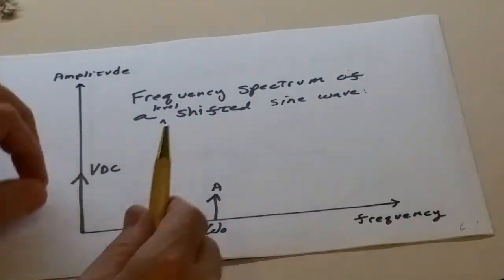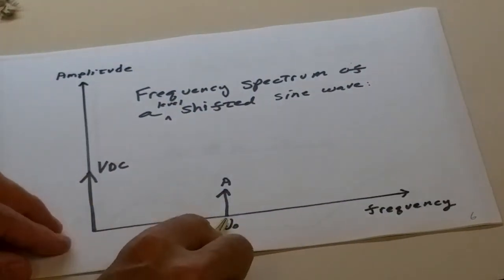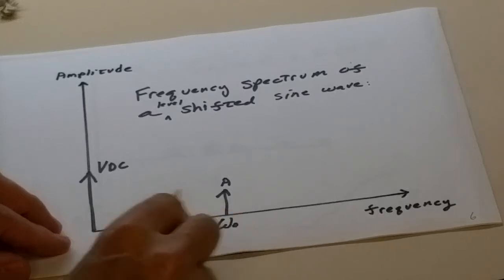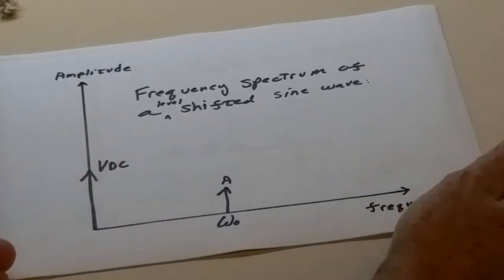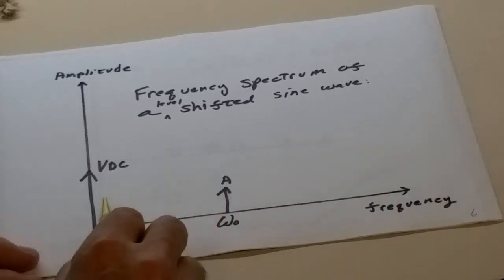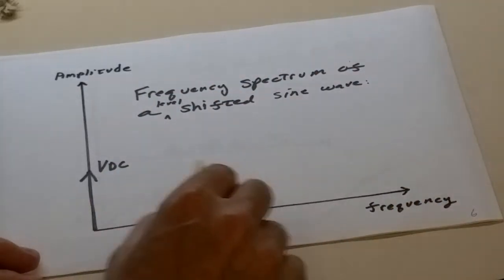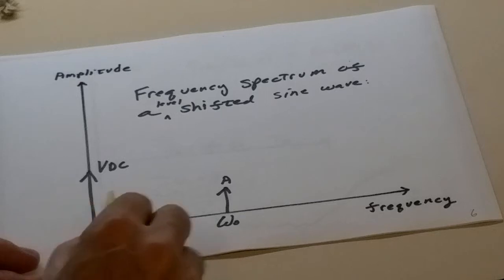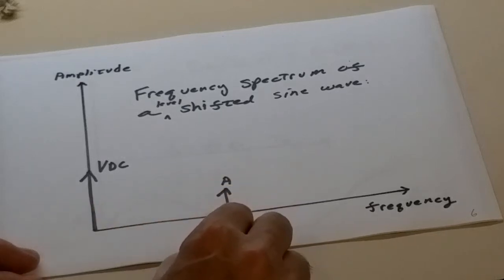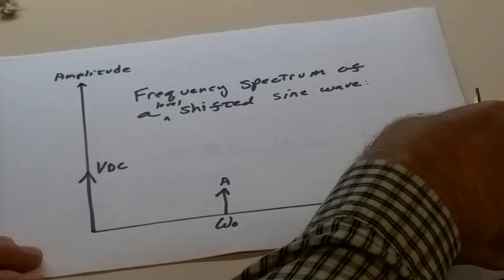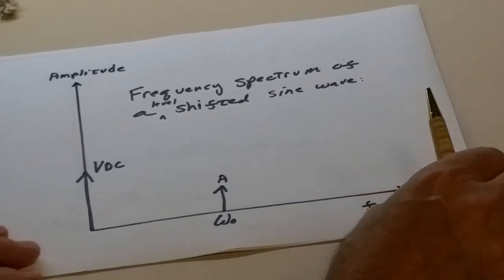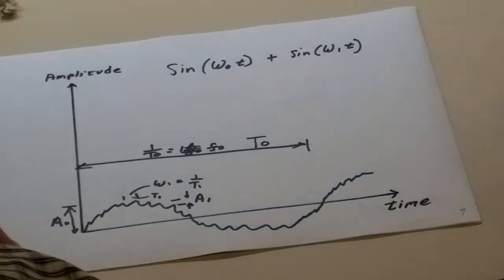And the answer is it has two frequency components. The sine wave, just like it was at omega naught with an amplitude A, and the DC component that was added to it. So if I look at this in the frequency domain, I see a level shifted sine wave is represented by the DC component plus the fundamental component of the sine wave, or the frequency component of the sine wave.